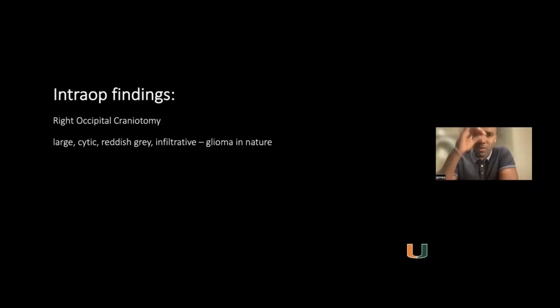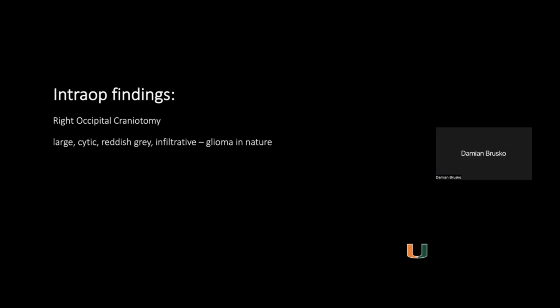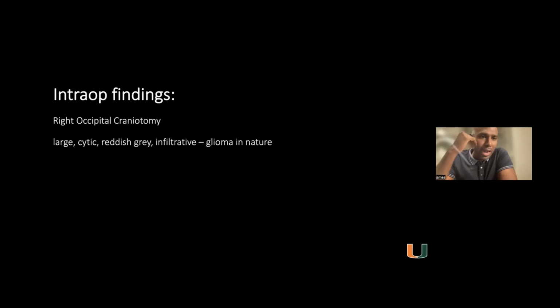So this patient underwent a right-sided craniotomy, right occipital craniotomy, actually in the prone position, so they could look down that long axis. And when they got in intraoperatively, they saw that it was obviously large. It was cystic, just like you had mentioned. It was reddish gray in color, and it was very infiltrative. So it looked gliomatous in its intraoperative qualities.